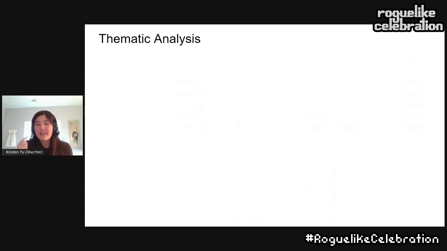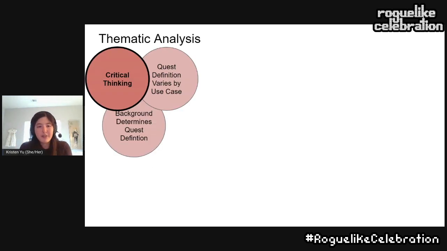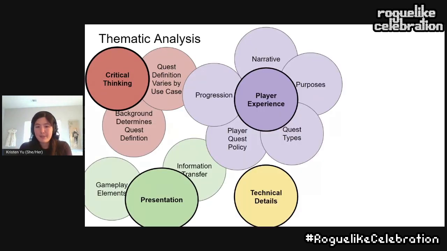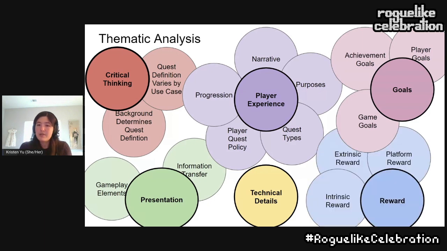We then conducted thematic analysis on all of the interviews, which is basically adding a tag wherever things fall under the same idea or concept. Using this, we were able to generate 21 different tags that can be roughly grouped into 6 categories: critical thinking, presentation, player experience, technical details, goals, and rewards. This slide represents the full space of everything that the developers I talked to wanted to talk to me about quests.